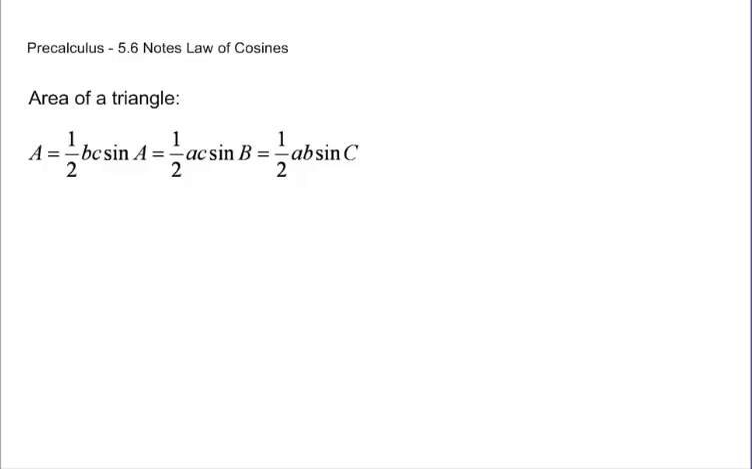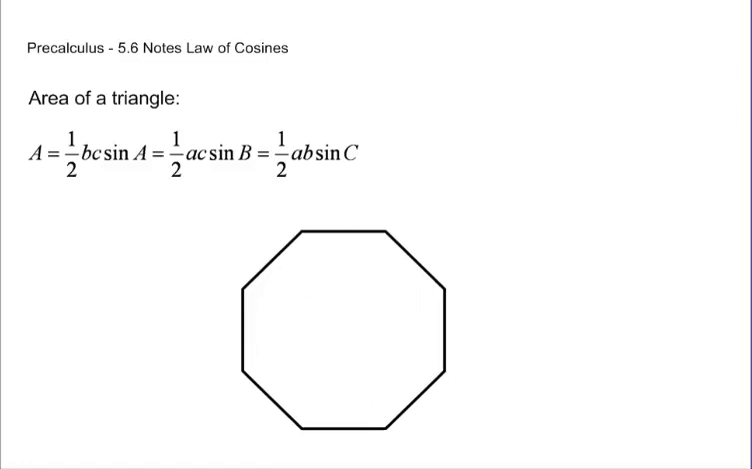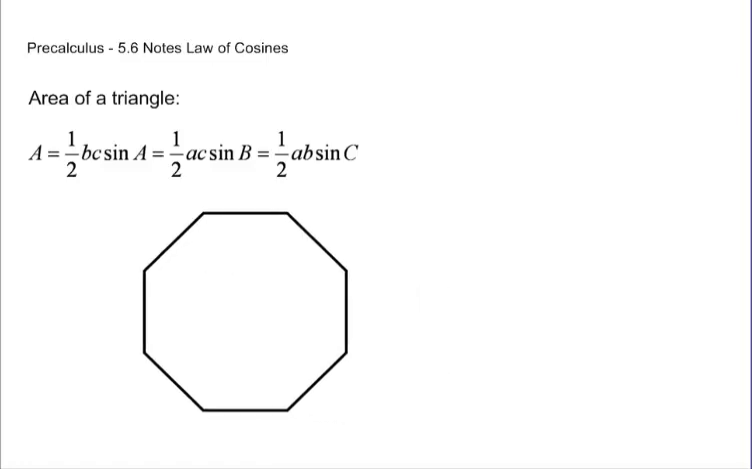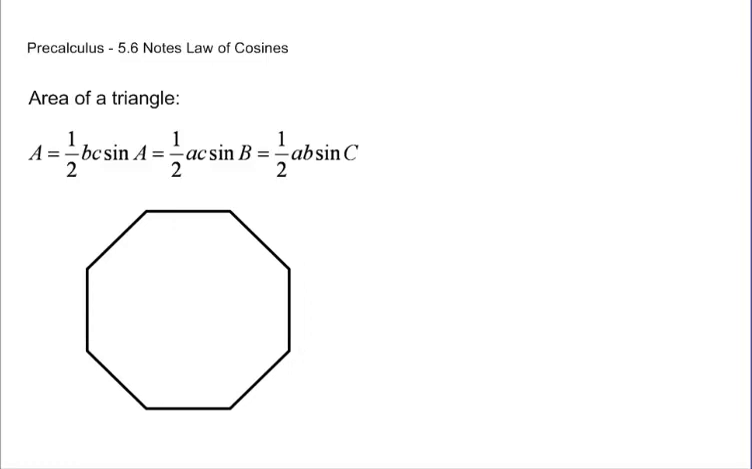Okay, some fun things that you can do with the law of cosines and law of sines and some of the rules that we get are areas of triangles now become just really easy to solve out. You don't have to be a super genius. So let's say we take a regular octagon. It's got 8 sides. Okay, here's my regular octagon. And let's say that we want to find the area of the regular octagon.